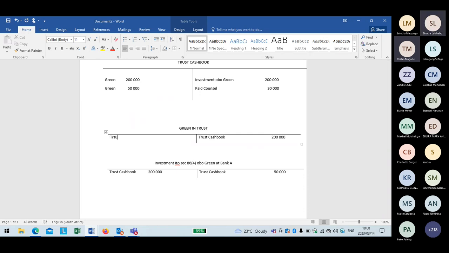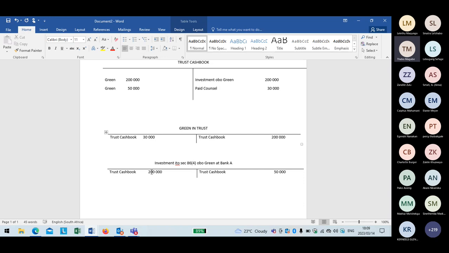and debit. Our narration is trust cash book. We debit 30,000. So this way, we have paid counsel. And please, do not open a new account called counsel. No, counsel is not your client. You simply debit your client.